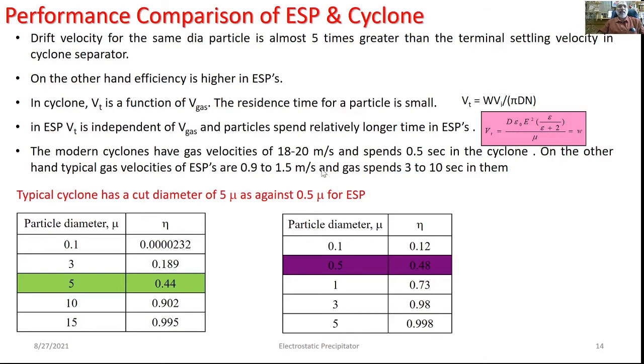As we discussed earlier, for cyclones, the average gas velocities are maintained at 18 to 20 meters per second, and the particle spends around 0.5 second in the cyclone, whereas typically in an ESP, the average gas velocity is 0.9 to 1.5 meters per second, and the gas spends 3 to 10 seconds in the tunnel. So a typical cyclone has a cut diameter of 5 micron as against 0.5 micron for an ESP.